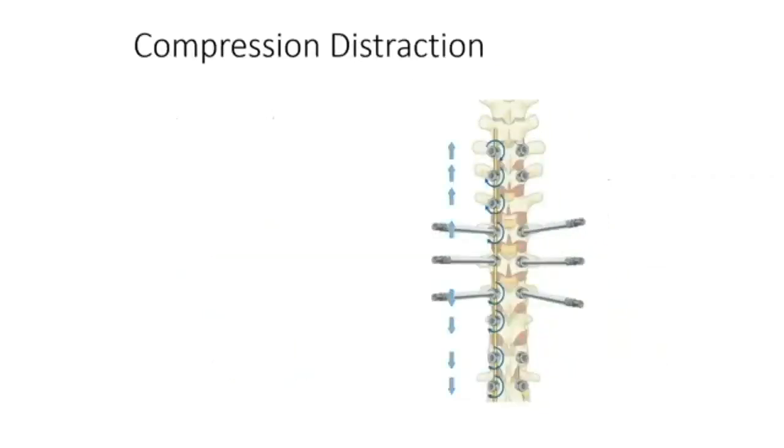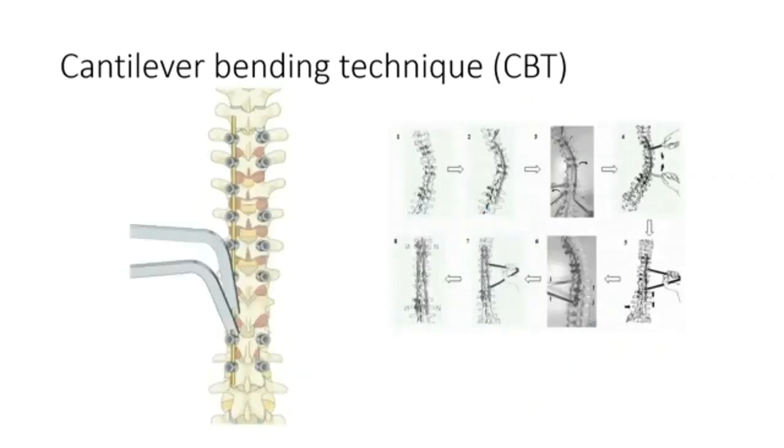This is again compression distraction. And you can put the rod and then bend the rod itself. I'm not a very big fan of this cantilever bending or in situ bending. Maybe to do some fine tuning, but not to do the whole maneuver because of the decrease in the pull-out strength of the screws using this method.